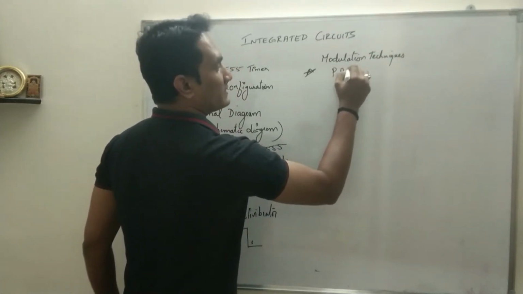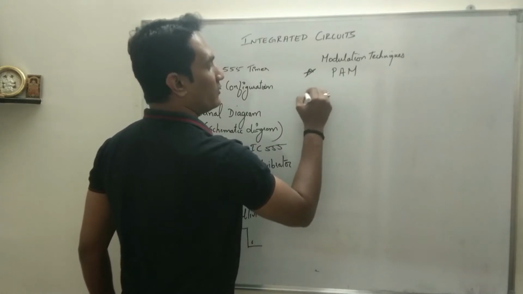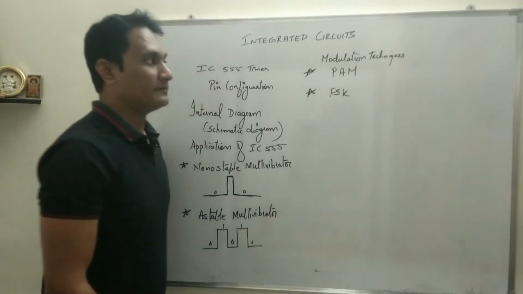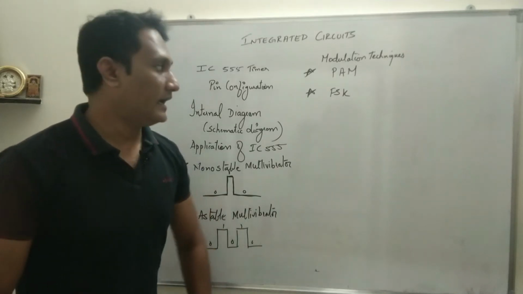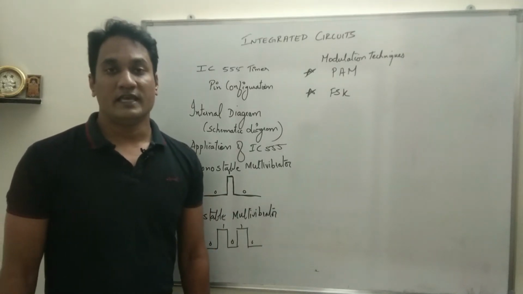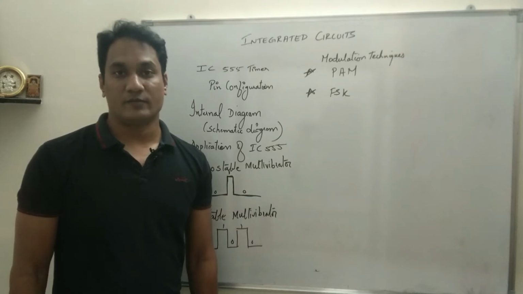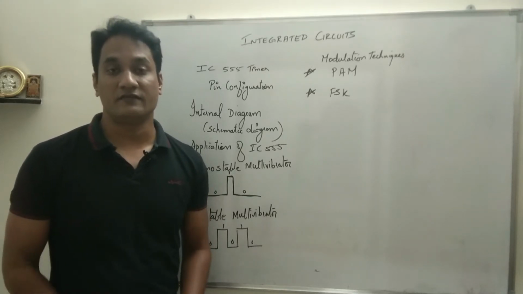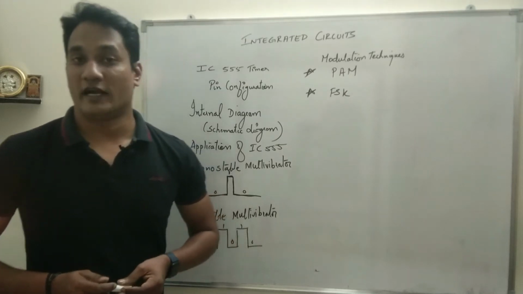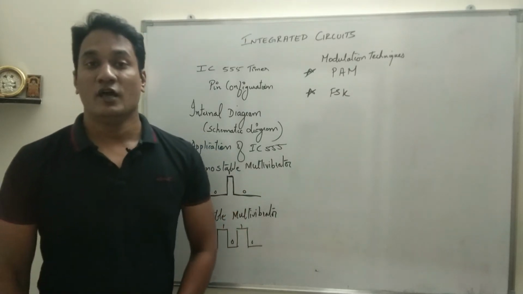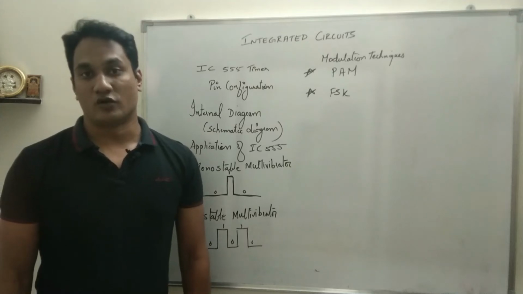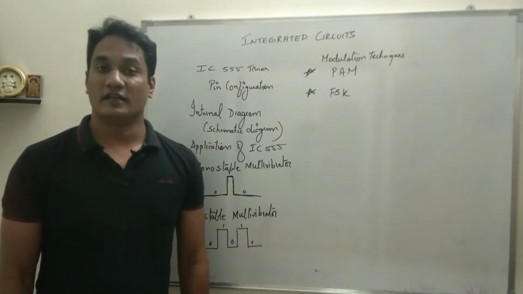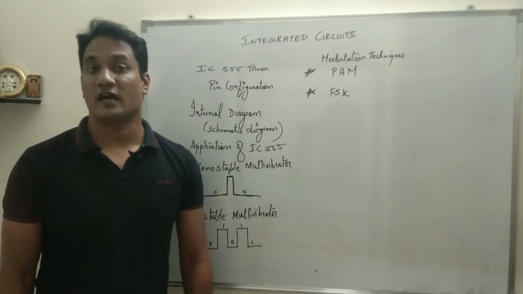The two applications are pulse amplitude modulation and frequency shift keying. Okay, PAM and FSK. PAM stands for pulse amplitude modulation and FSK stands for frequency shift keying. Of course, first we have to understand what exactly we mean by modulation and demodulation. These terminologies are used when we try to understand communication.